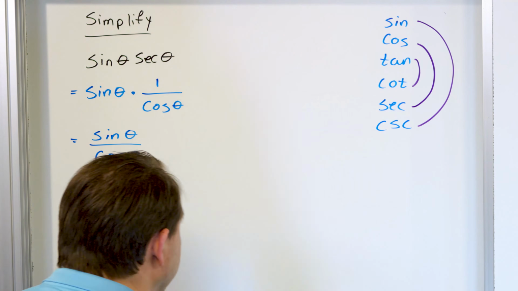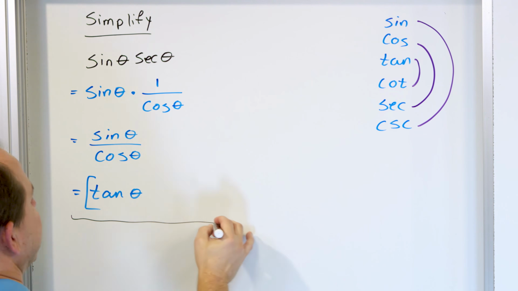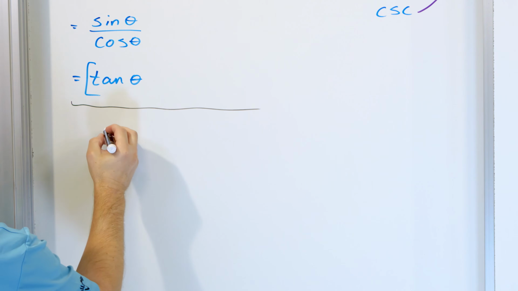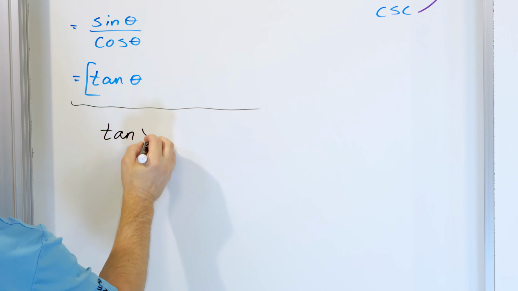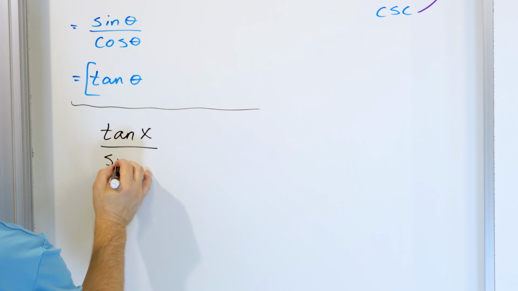All right, let's tackle problem number 2. So I'll just go right under here and we'll take a look at problem number 2. We want to simplify the following: tangent of x divided by sine of x.